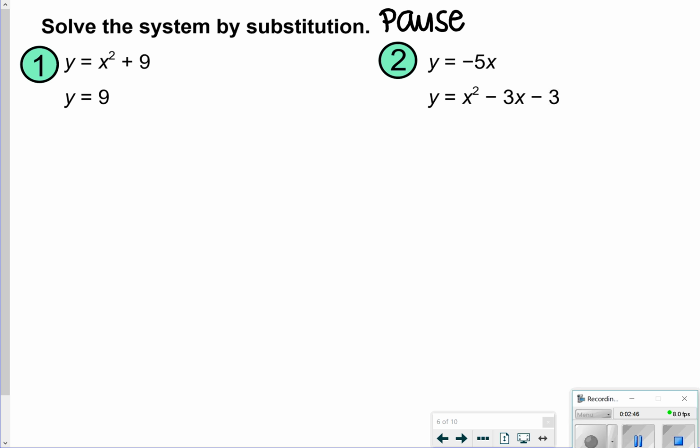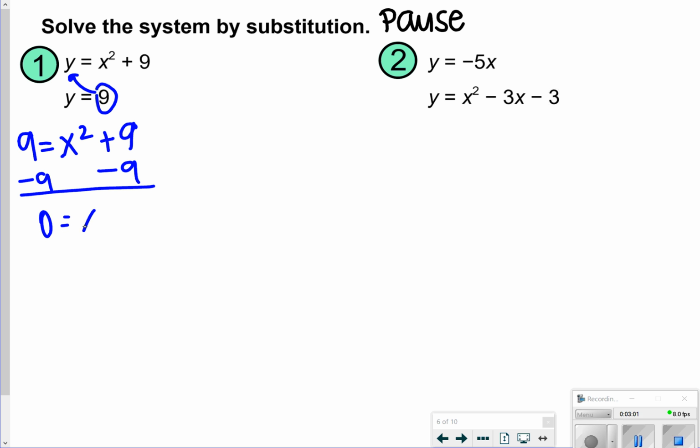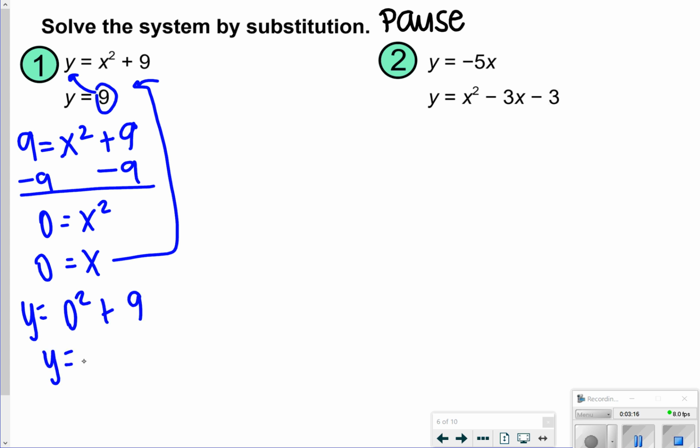So the first thing I did is I went ahead and just substituted this 9 in for the y up here. So 9 is equal to x squared plus 9. I'm going to get everything to one side, so I'm going to subtract 9 from both sides. So I get 0 is equal to x squared plus 0, or just x squared, which just means x is equal to 0. Now that I know that, I can go back and plug in x to find my y value. So y is equal to 0 squared plus 9, so that means y is equal to 9. So when x is 0, y is 9. 0, 9.